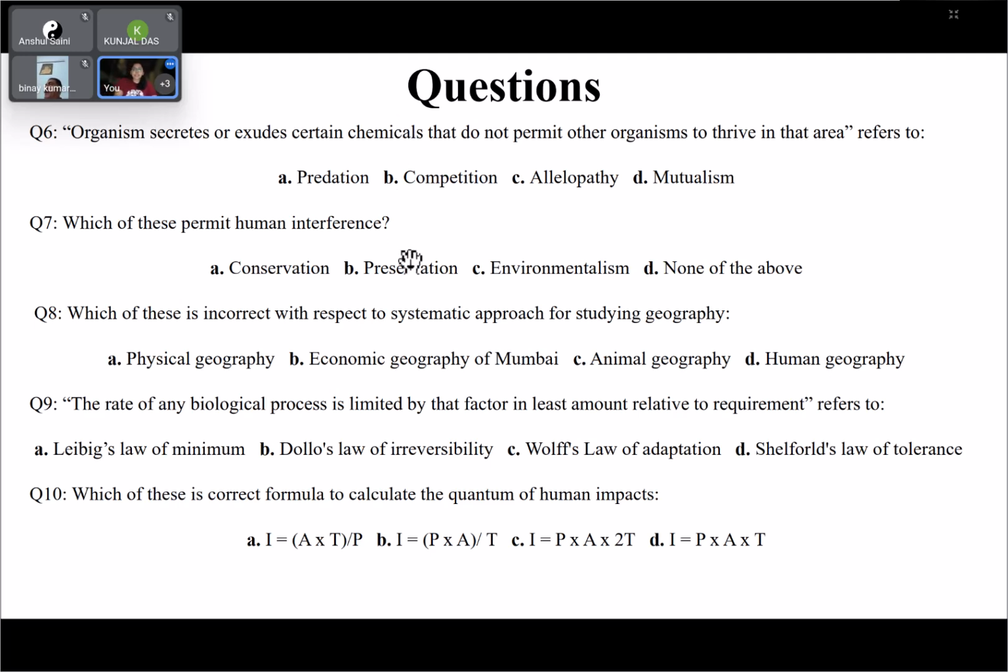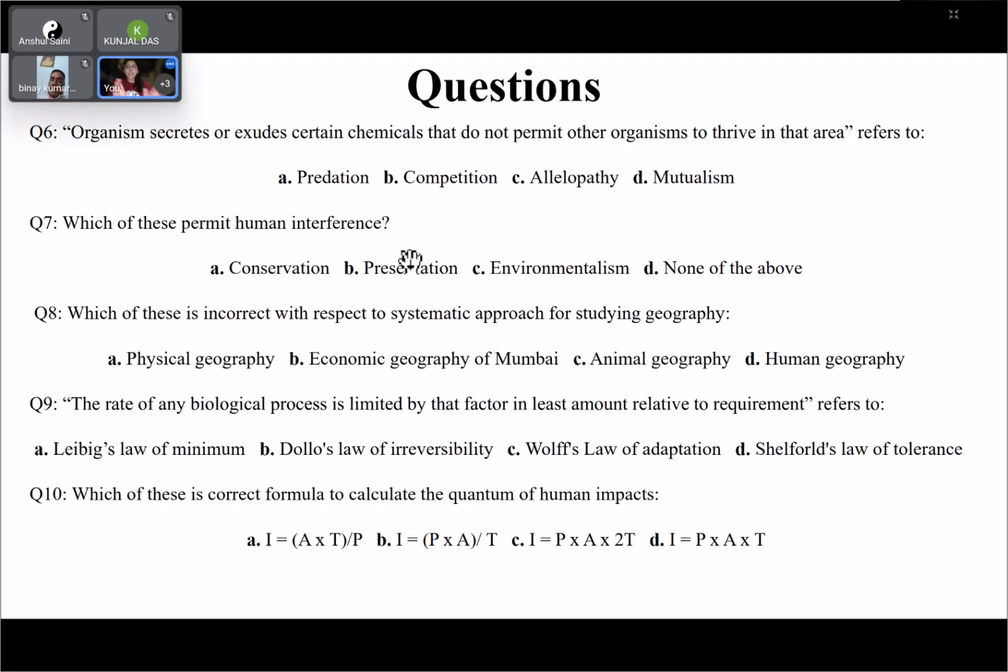The seventh question highlights what I have been speaking about. You need to be very careful about which word we are talking about. See, this says permit human interference. So in which of these do you see the interference of humans is acceptable? The eighth one is similar to what we saw in the second question. This is about the type of study of geography.